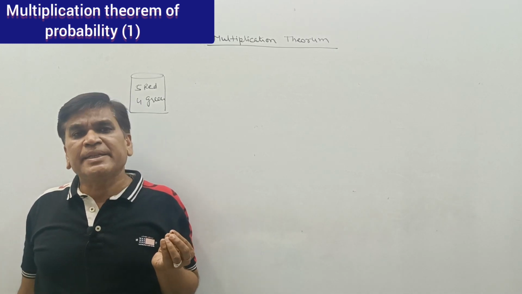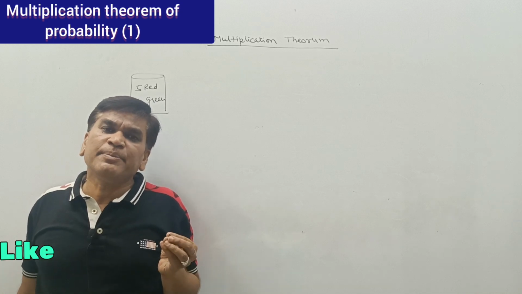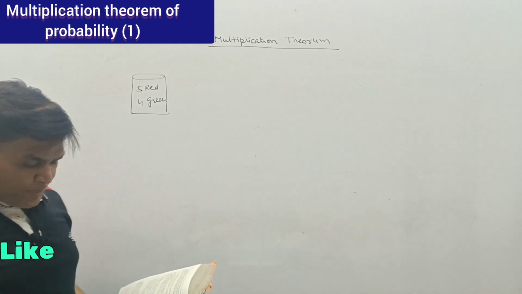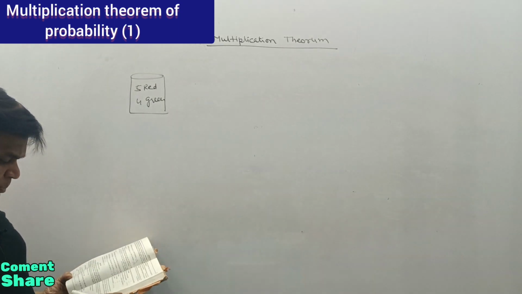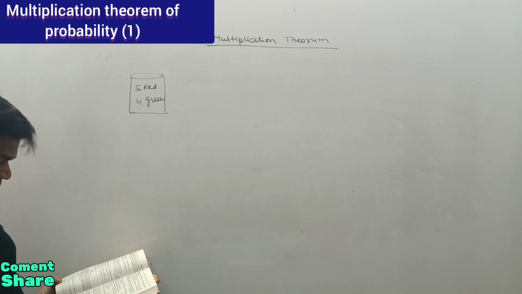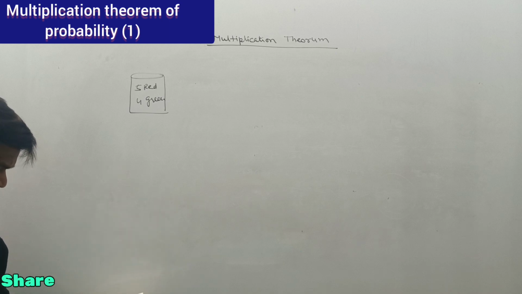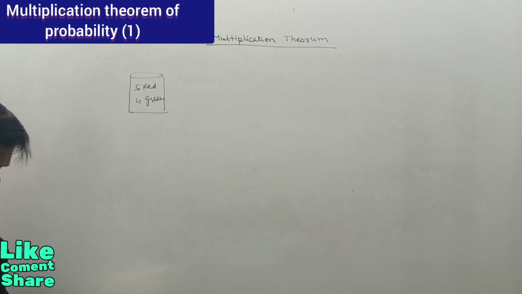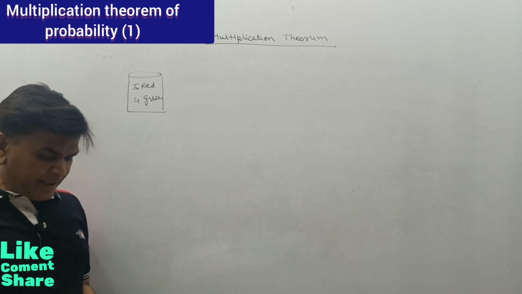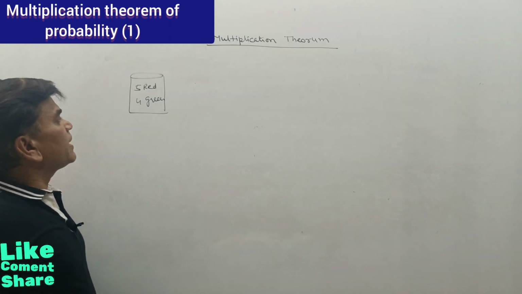One bag contains 5 red balls and 4 green balls. 3 balls are drawn twice. Before the second draw, the balls are replaced in the bag. Find the probability that in the first draw all the balls will be red and in the second draw all the balls will be green.